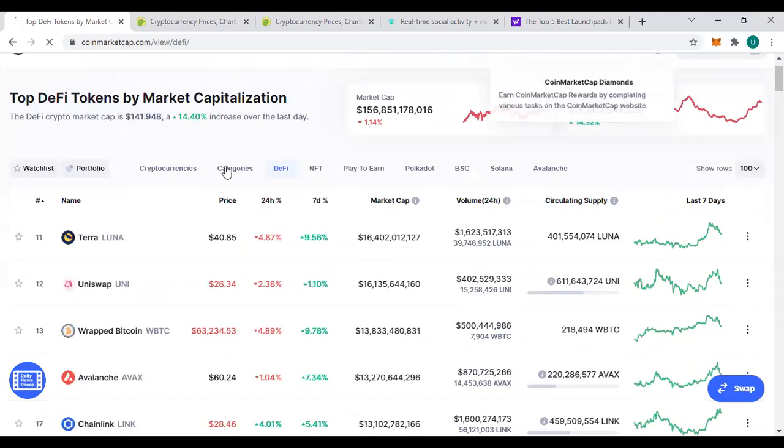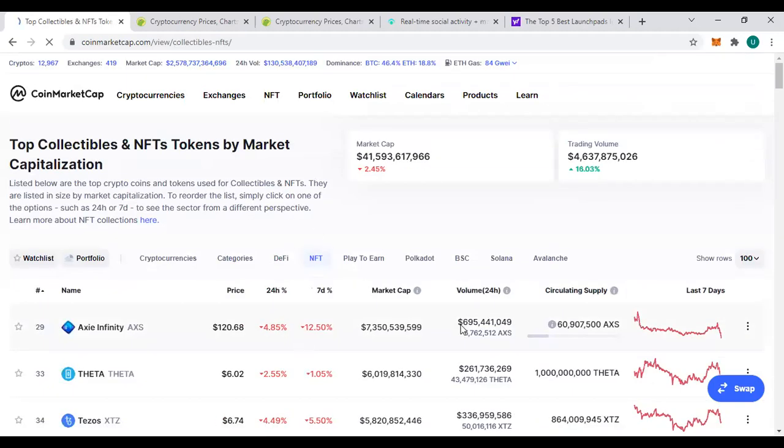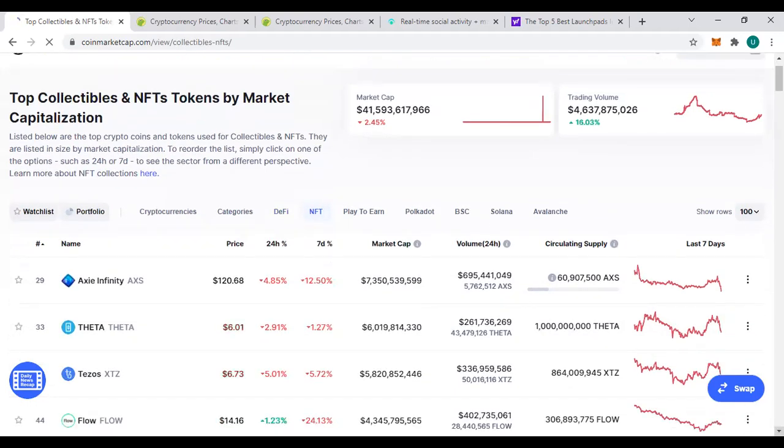This is all of them, right? They are looking for NFTs, coins that are under NFT. And these are they. And this Axie Infinity is one of the best performing coins of recent, and it's because of NFT. It has been top notch.